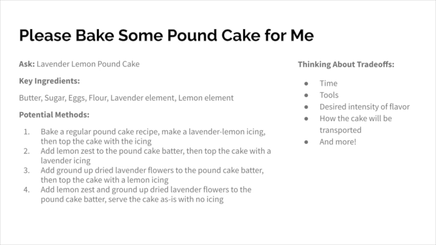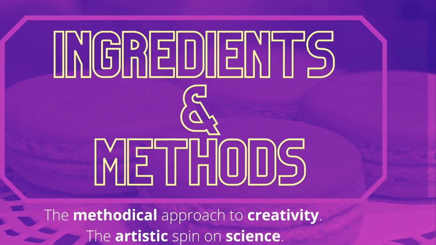Are you sharing the oven with anyone? Like what kind of access to tools do you have? And also the desired intensity of the flavor. So do you want it to be strong in lavender with a hint of lemon? Do you want it to be strong with lemon with a hint of lavender? Do you want them to be balanced flavor wise? These are all inputs into how you really go about baking this cake.